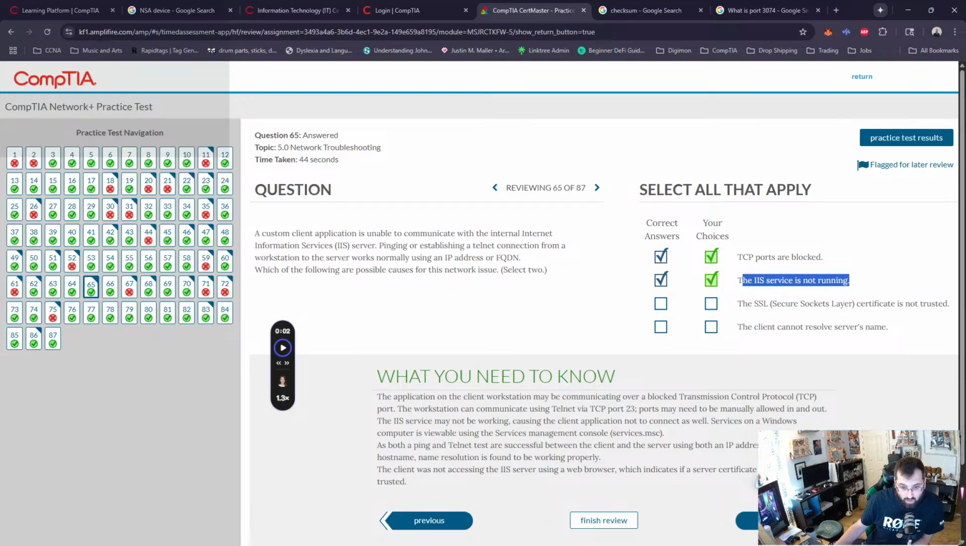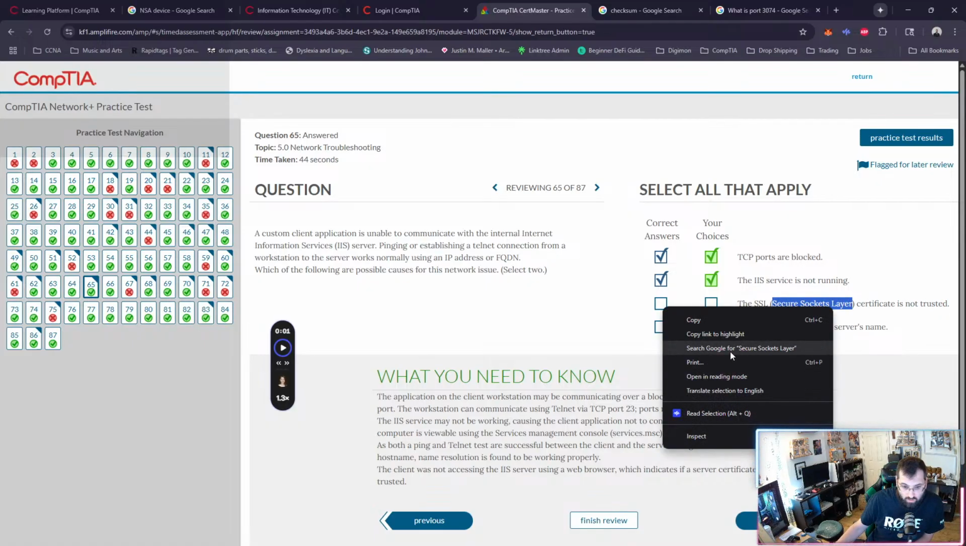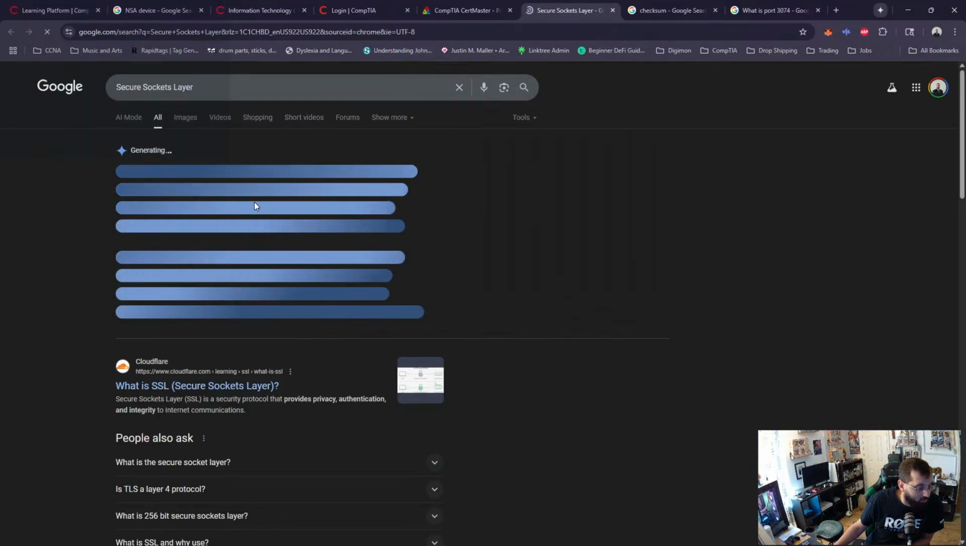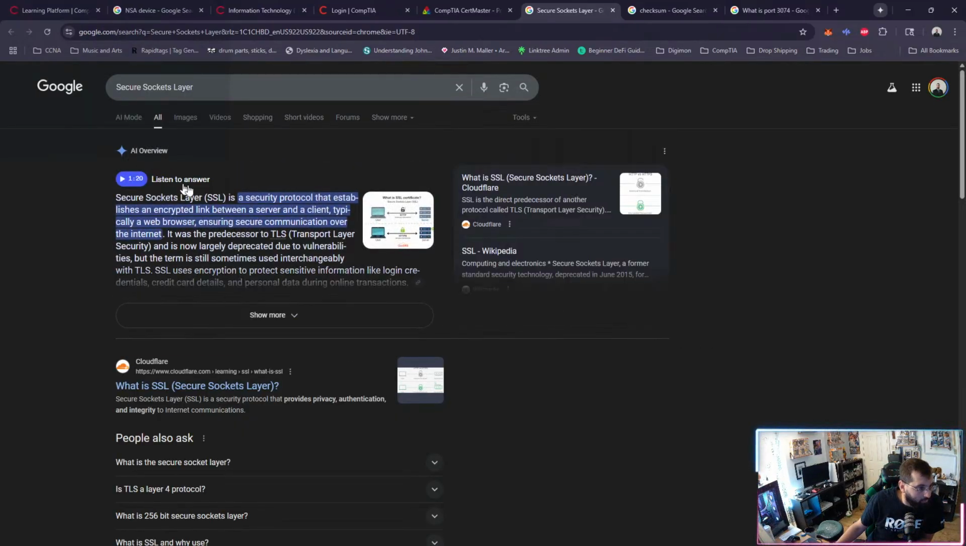The SSL, the secure socket certificate, is not trusted. I always forget what a secure socket layer is. I have to remember this. A secure socket layer is a security protocol that establishes an encryption link between server and client, typically a web browser, ensuring secure communication over the internet.